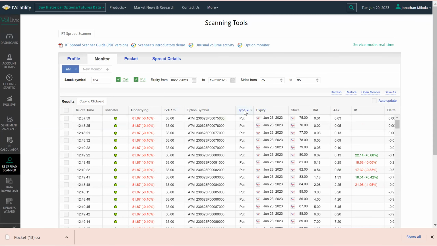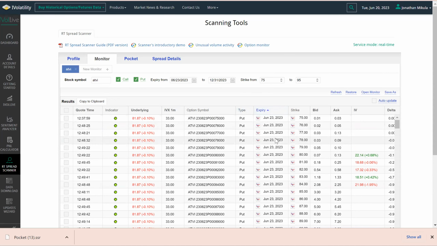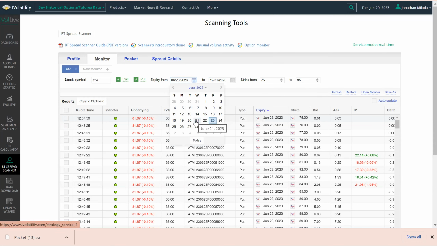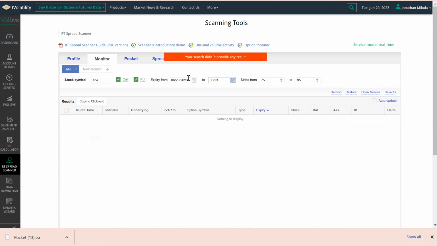So again, you could do all calls, all puts. Here's our expiration, so we went out to November, or as recent as June 23rd. So that'd be this Friday. So if you're a super short-term trader, you could say, hey, look, just show me expirations from today, the 20th, to, what was that, the 23rd, right? 23.